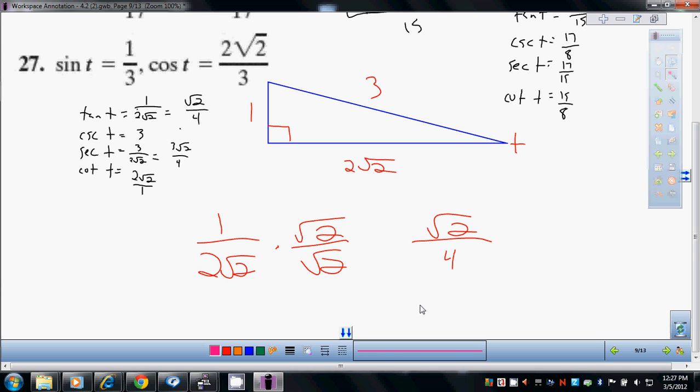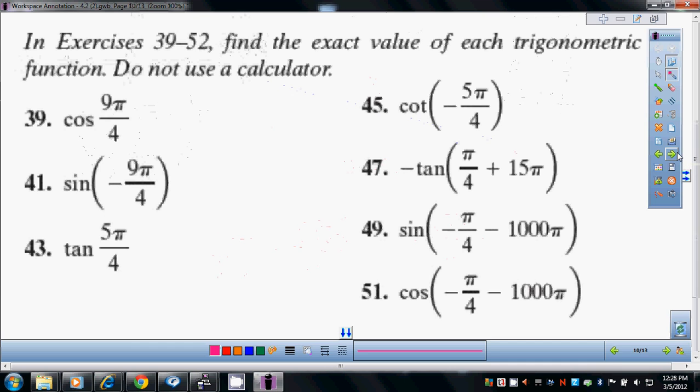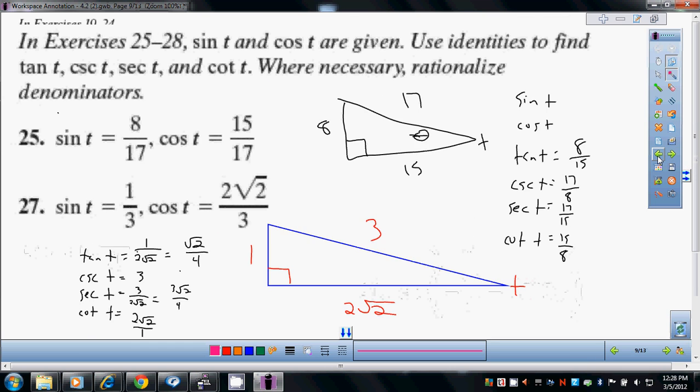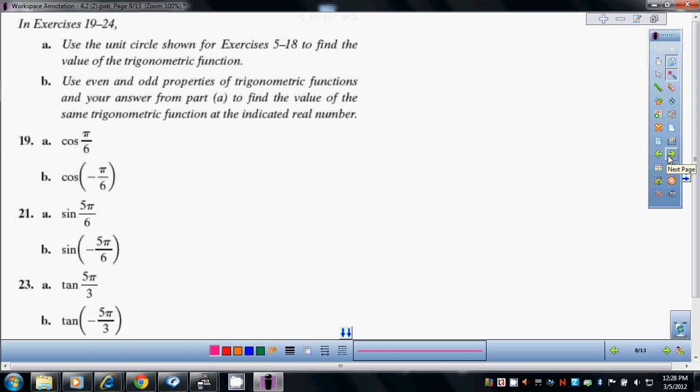Questions about where I got those? Please ask me if you got them. If you couldn't just do sine over cosine, you'd take your triangle and do opposite over adjacent from SOHCAHTOA. Opposite over adjacent would need to be 1 over 2 radical 2. Yep. Alrighty. Did I skip anything? Yes, I did. Okay.